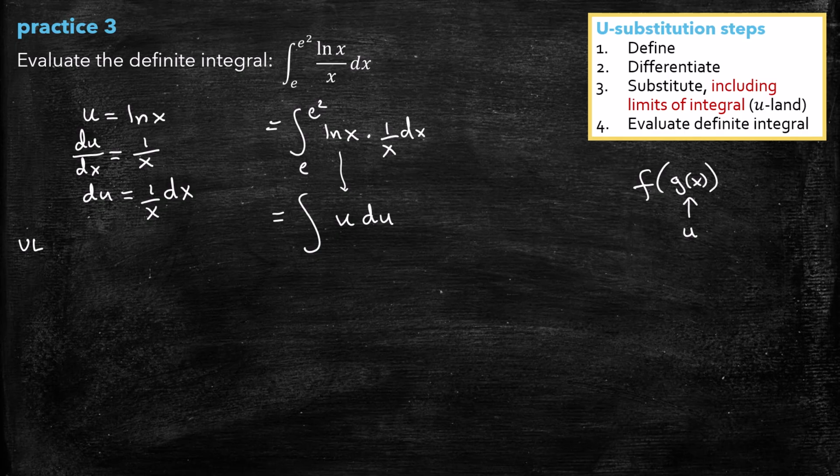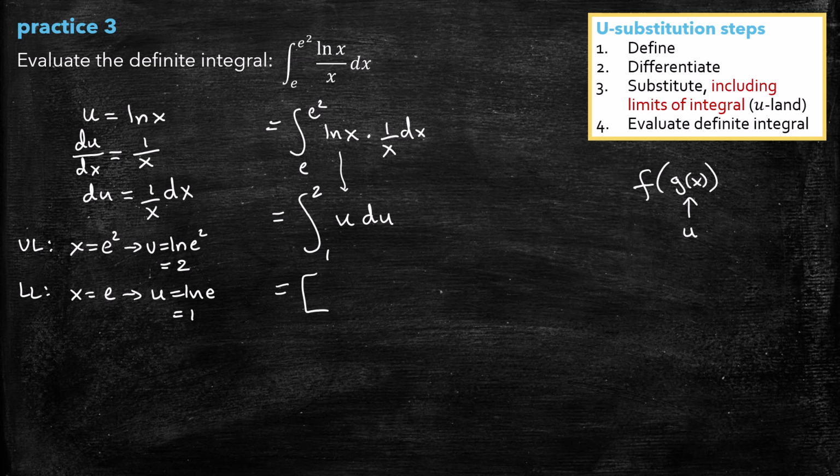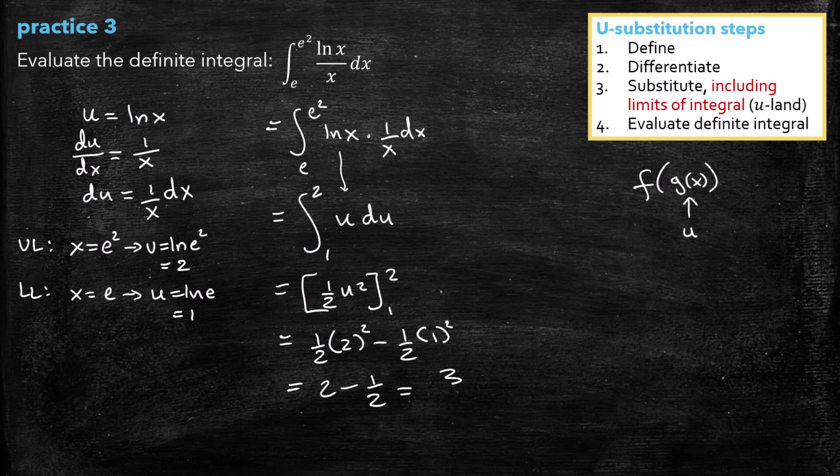Okay, and the upper limit: when x equals e squared, u equals ln e squared, which equals 2. So we'll put that for the upper limit, and for the lower limit, when x equals e, u equals ln e, which equals 1. So now we've completed step 3, and we can just evaluate the integral. The antiderivative of u is half u squared, and then we just plug in. So half of 2 squared minus half of 1 squared equals 2 minus a half equals 3/2.